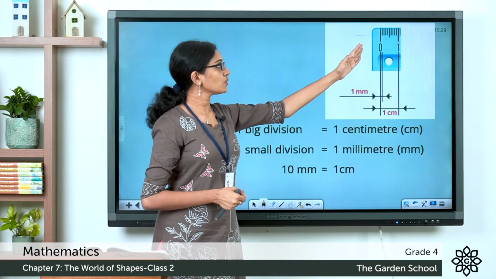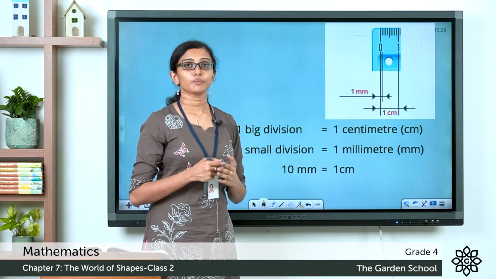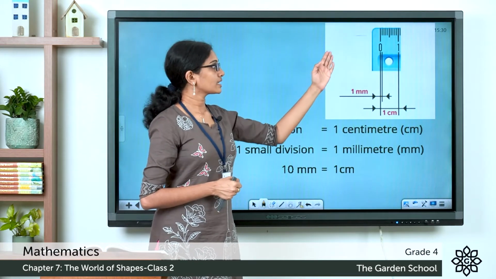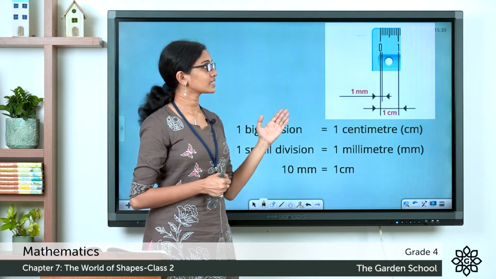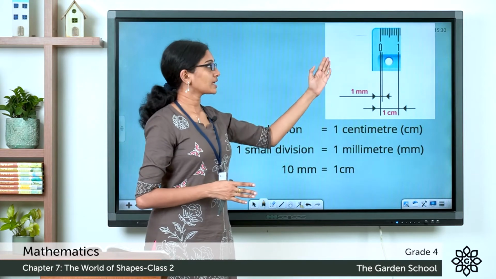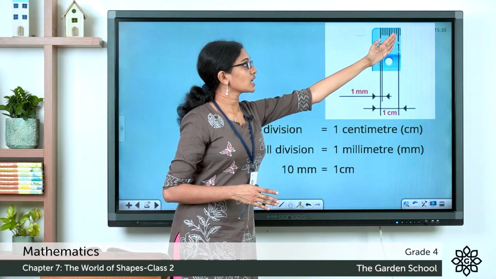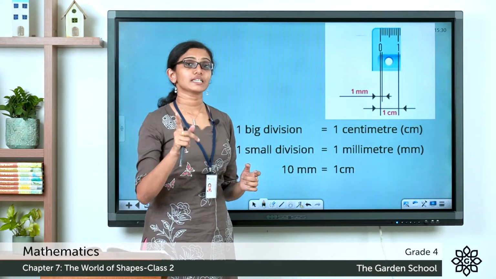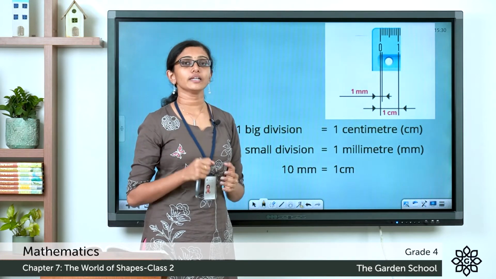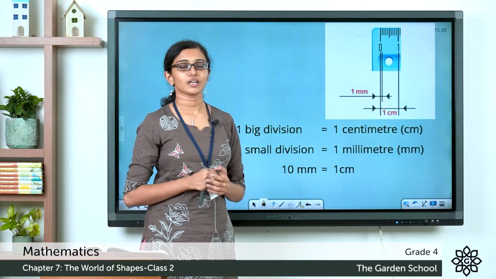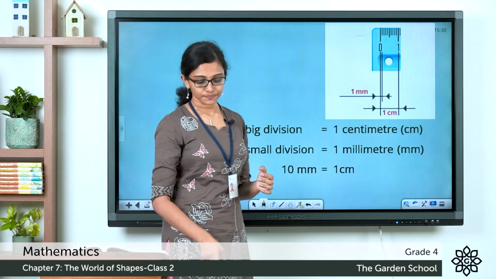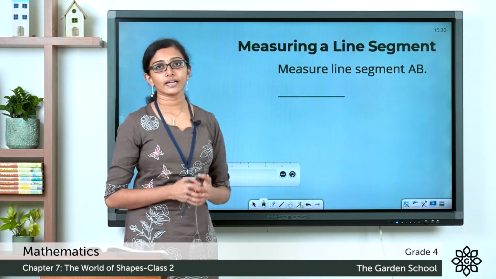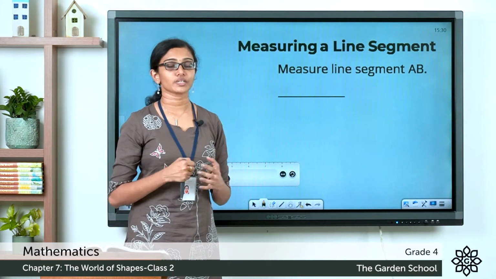So after the 0, the next smaller division would be 1 millimeter, the next will be 2 millimeters, the next will be 3 millimeters, and it goes on like that. And when it reaches 1 centimeter, it will be 10 millimeters or the equivalent 1 centimeter. Hope you are clear with this. Now, let's see how we can measure a line segment using a ruler.